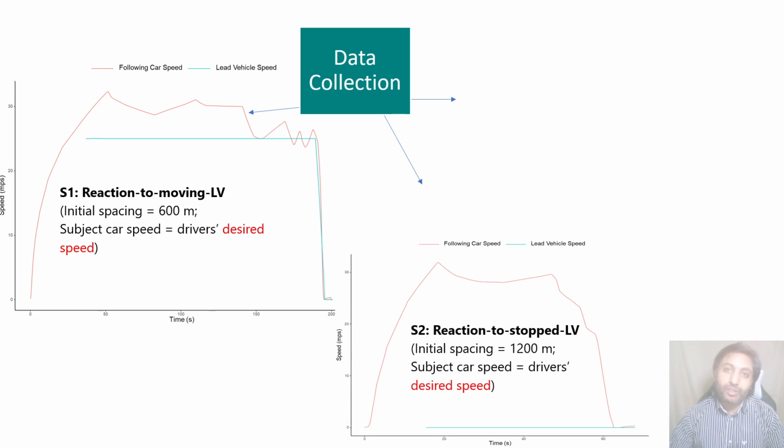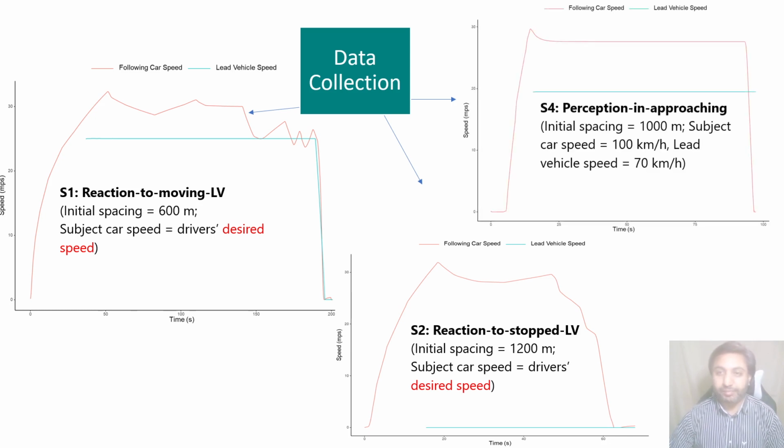Scenario S2 was similar to scenario S1. This was also a reaction scenario, and in this case, there were two main differences. First, the spacing was larger than in scenario S1. It was 1200 meters, and the lead vehicle was completely stopped throughout the journey. For scenario S3, please see the poster.